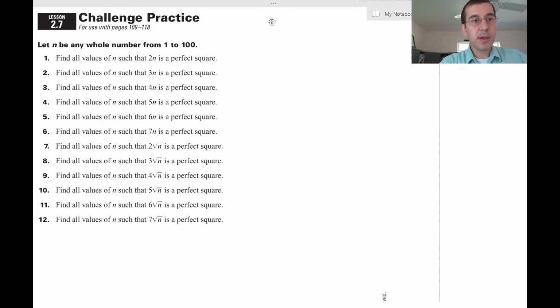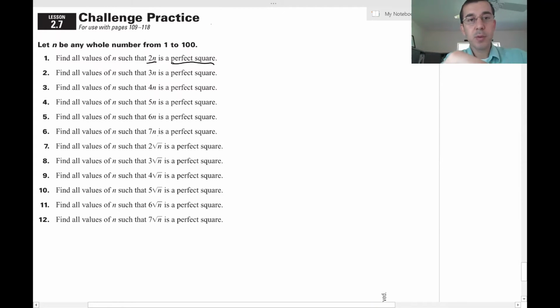We'll see. So let n be any whole number from 1 to 100. So it's 1, 2, 3, whole numbers, right? 1, 2, 3 all the way to 100. That is n. And then find all values of n such that 2n is a perfect square.